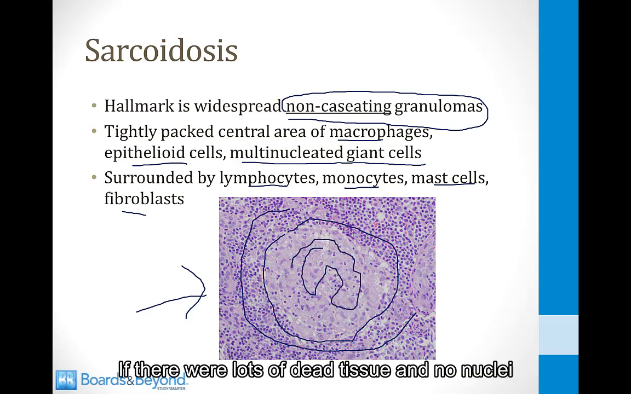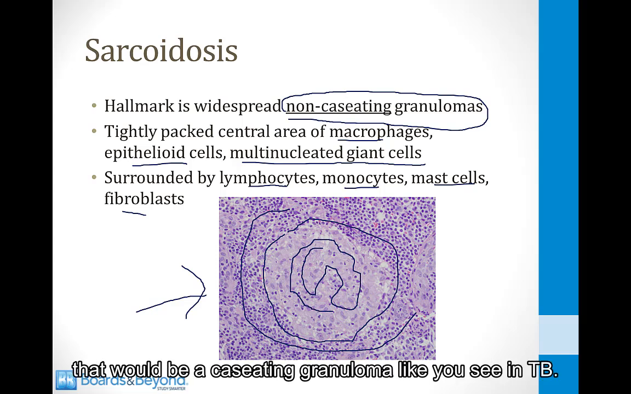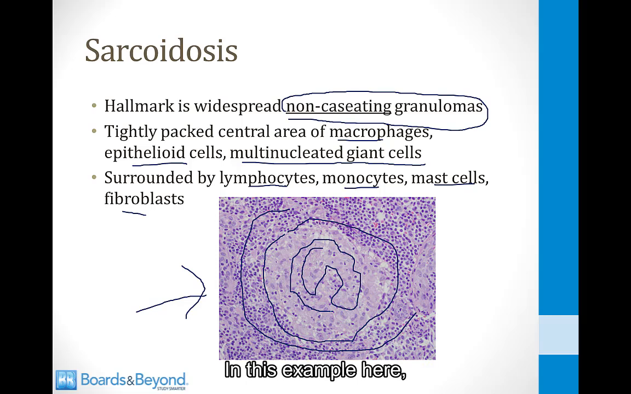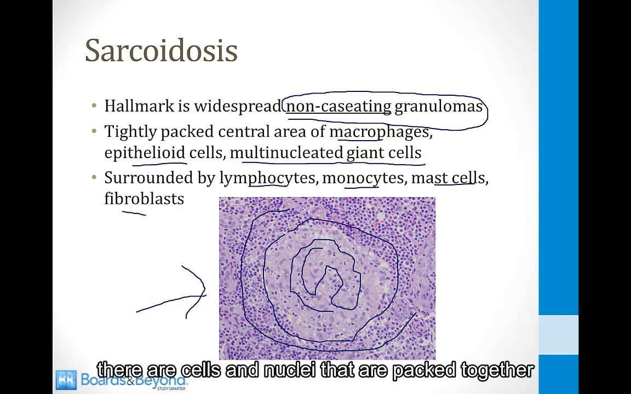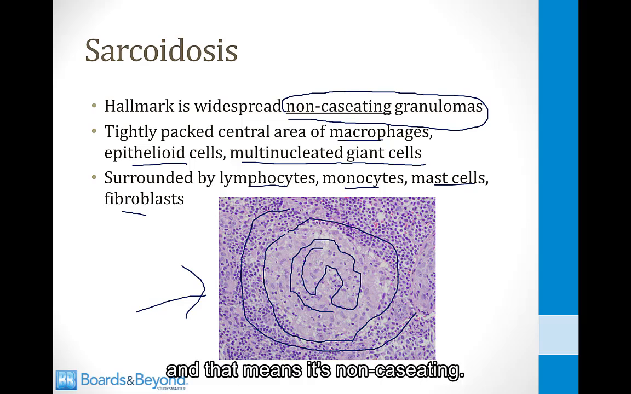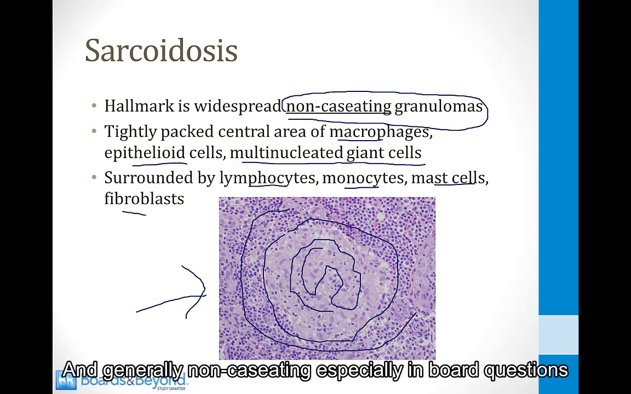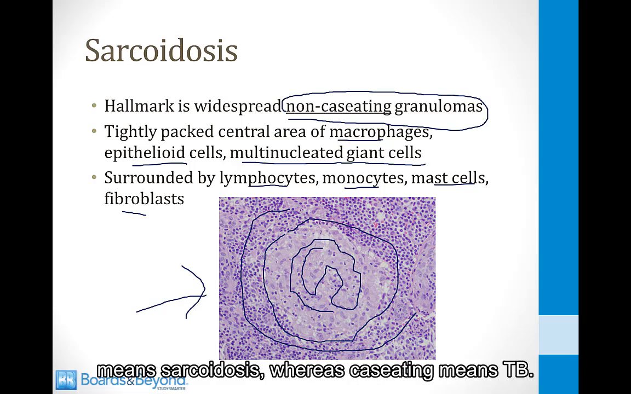If there were lots of dead tissue and no nuclei, that would be a caseating granuloma like you see in TB. In this example here, there are cells and nuclei that are packed together without a lot of necrotic tissue, and that means it's non-caseating. And generally, non-caseating, especially in board questions, means sarcoidosis, whereas caseating means TB.